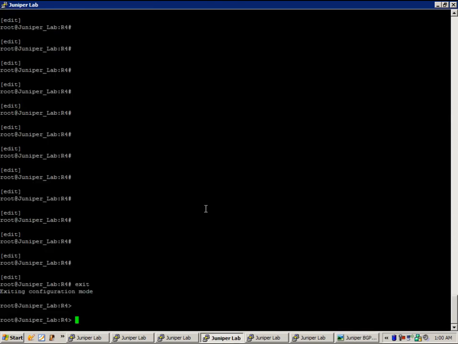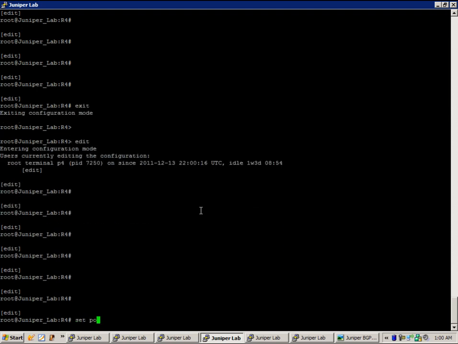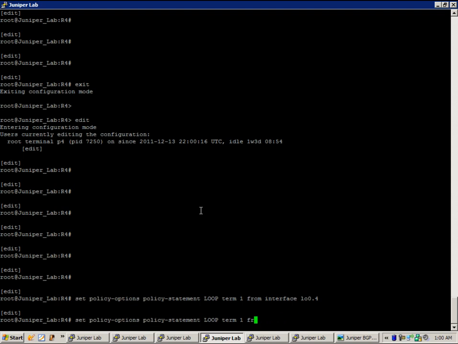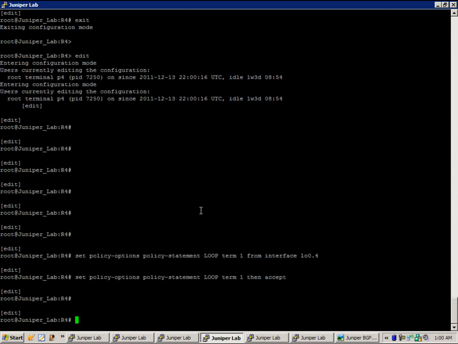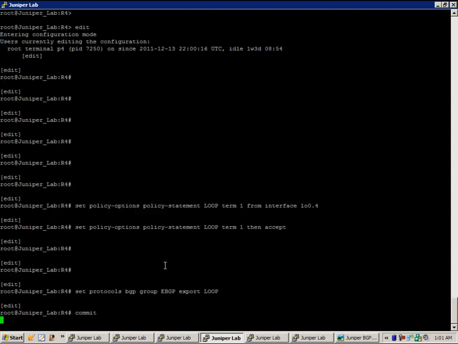So let's go to router 4. We're going to go ahead and create a simple routing policy. We'll do set policy options, policy statement, we'll just do loop. Term 1, from interface loopback 0.4. And once we match that interface with the from statement, we'll do then, which is our action. We're just going to accept that. Then we'll do set protocols BGP group eBGP, and then we're going to export our routing policy, which is loop. Let's go ahead and commit that on router 4.